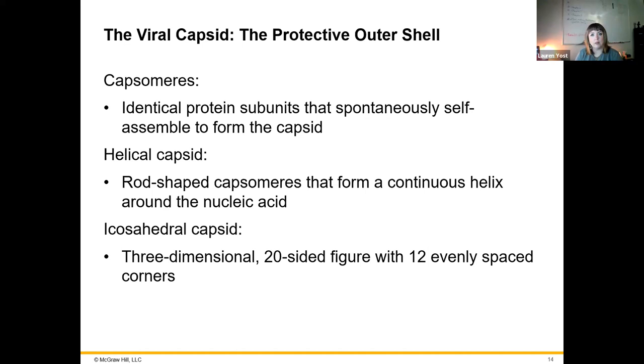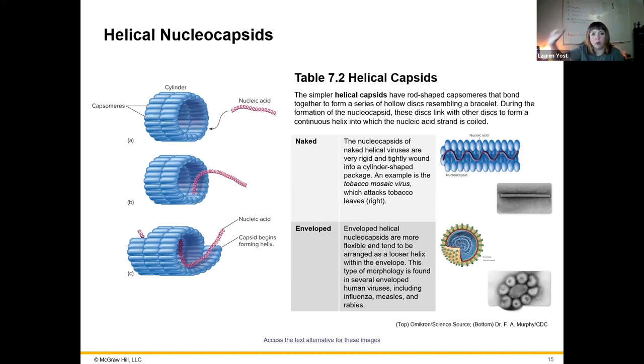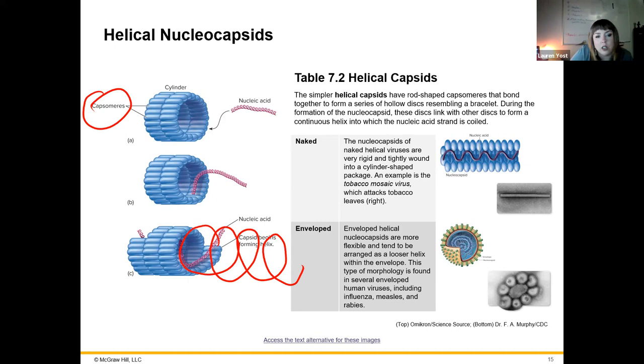That's an icosahedron. The helical capsid, let me just show it to you, is a continuous helical setup of the capsomeres around the actual nucleic acid. So the nucleic acid goes in the middle, and then we have our capsomeres building on, and it's just going to keep circling and circling all the way around. They can be naked all on their own, and they have little rods or something like that.